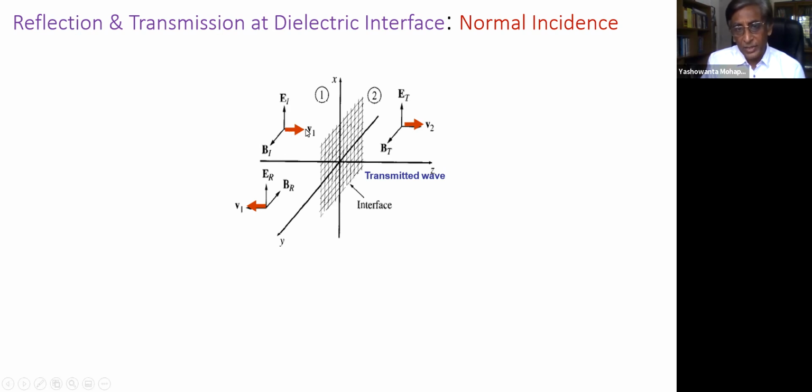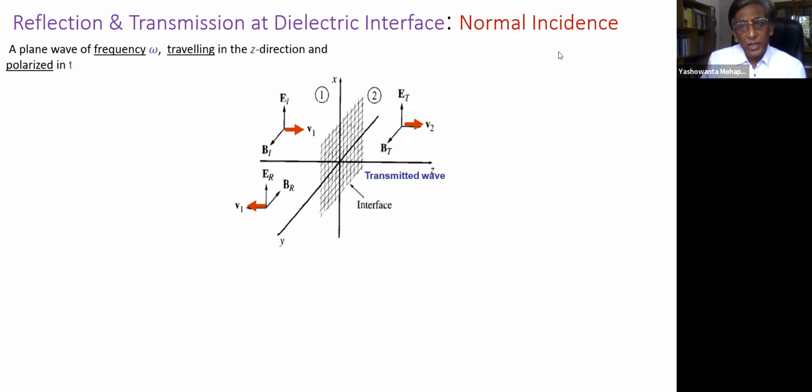This is a triad. The k1 direction is the direction in which it is traveling. Then it hits this interface. What can happen? A little bit of it can get transmitted, and a little bit can get reflected. So I have indicated what happens. The boundary conditions will ensure that the frequency is the same. The wave is traveling in the z direction, polarized in the x direction, and approaches the interface from the left.